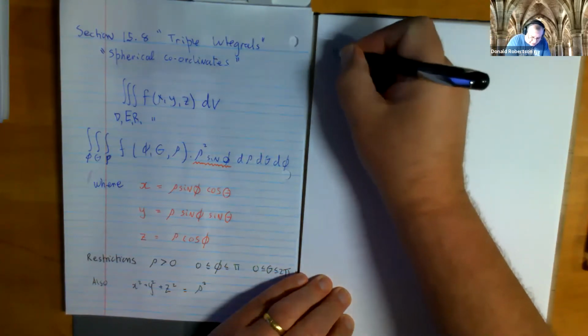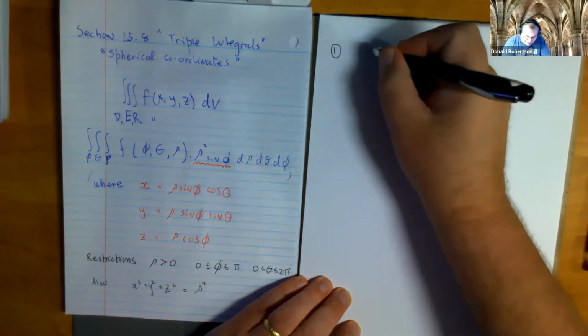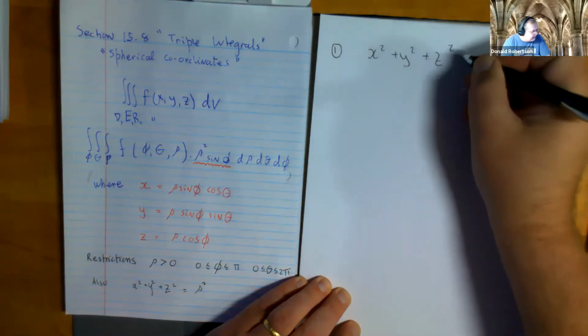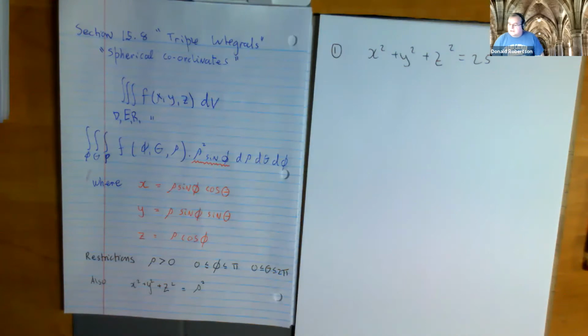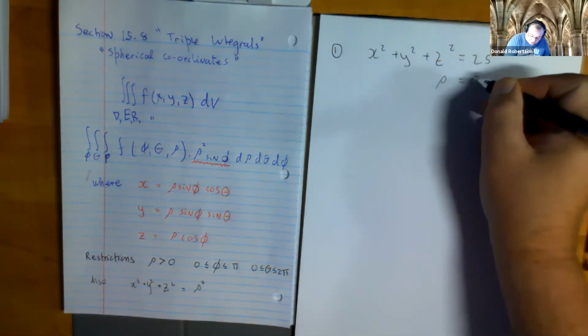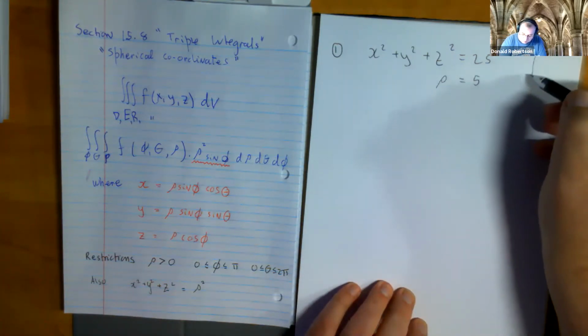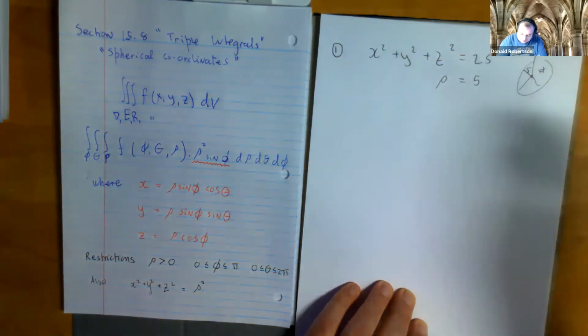So this is question 1. Question 1 just wants us to take an equation in XYZ form and convert it into what it would look like using spherical coordinates. I could do the math of that, but I don't need to. Would you agree that's just all the points whose rho value is 5? Because isn't that the surface of a sphere of radius 5?